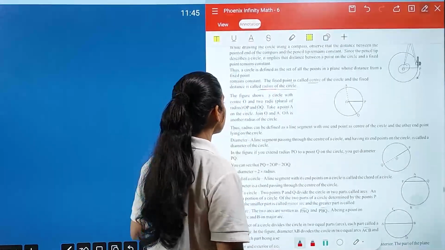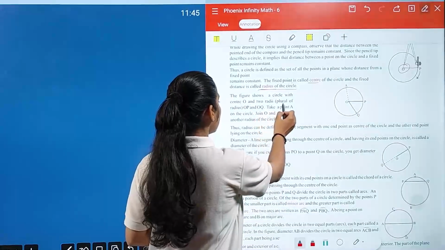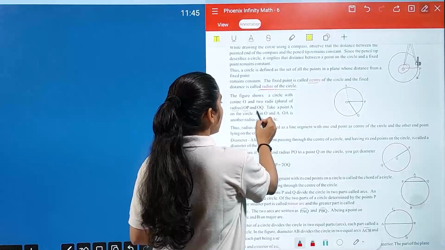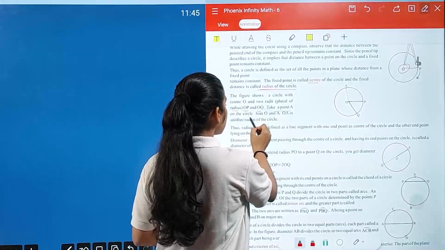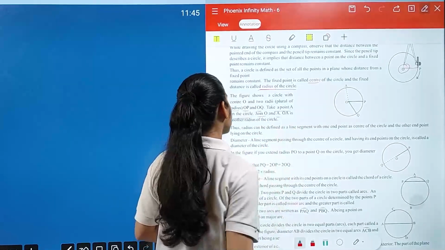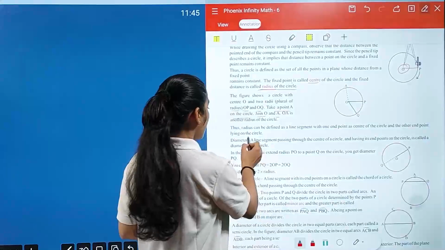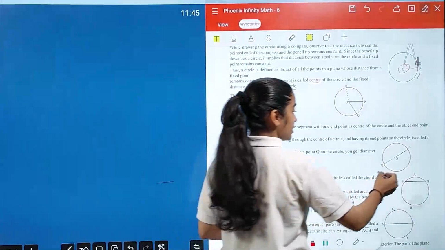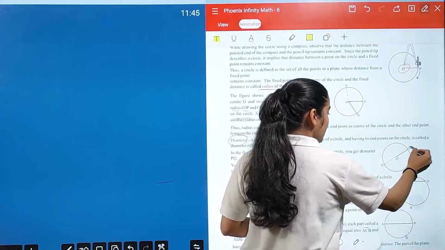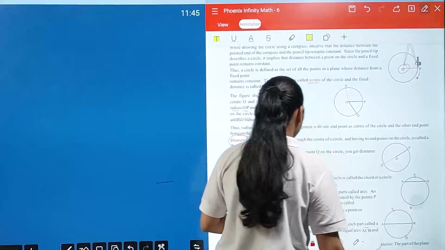The figure shows a circle with center O and 2 radii, plural of radius, OP and OQ. Take a point A on the circle, join O and A. OA is another radius of the circle. Now we have diameter. When a line passes through the point A and through your center, that is called your diameter.